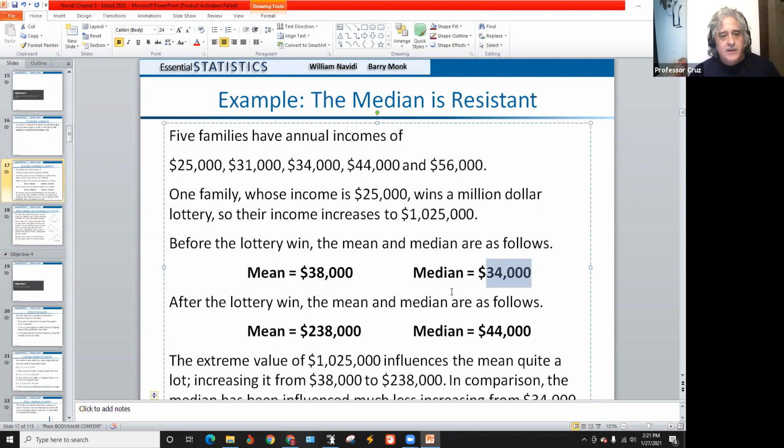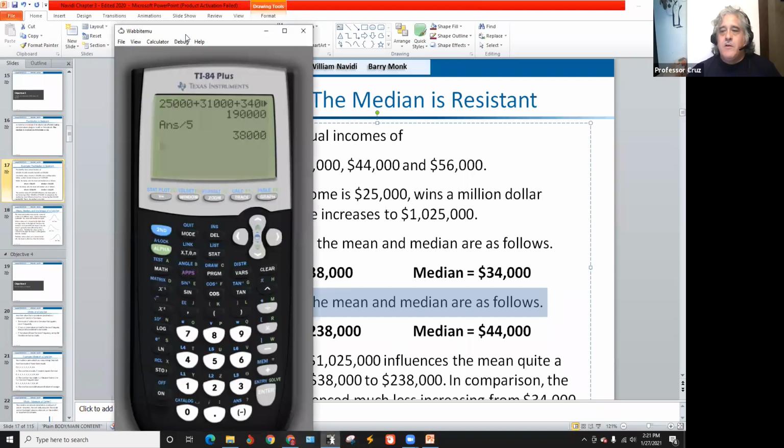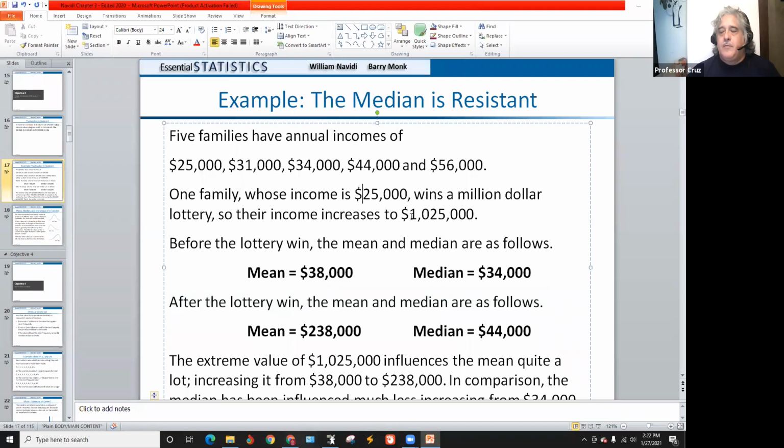So as the salaries stand without that windfall of $1 million, the mean is 38,000 and the median is 34,000. Now, let's say after the lottery win, we want to find out what the mean is. Well, what I'm going to do is replace this one with that. And I still got 5 of them, so what happens?